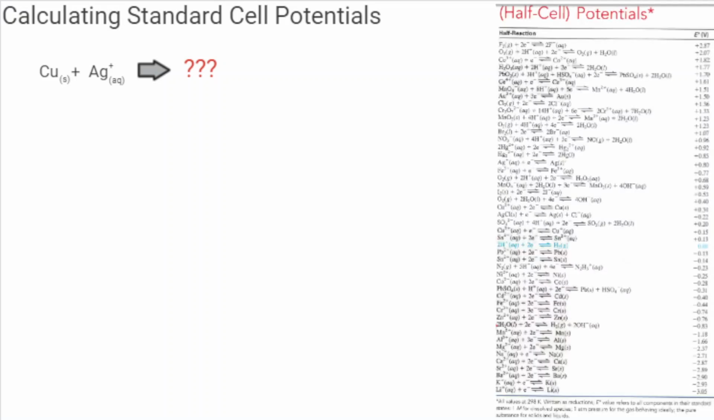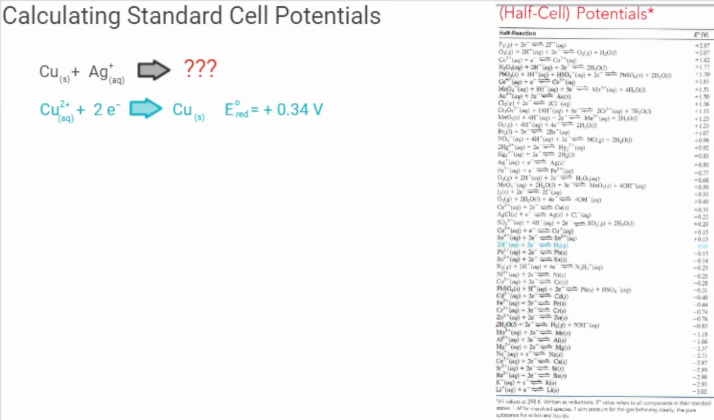Well, one thing that can be really beneficial is looking at a table of standard reduction potentials. And this will give you an idea of what kind of products you might expect. So first, let's find copper solid. You see it right here, so we're going to be using this half reaction, and silver plus, and we can use this half reaction. So let's tackle the copper solid first.